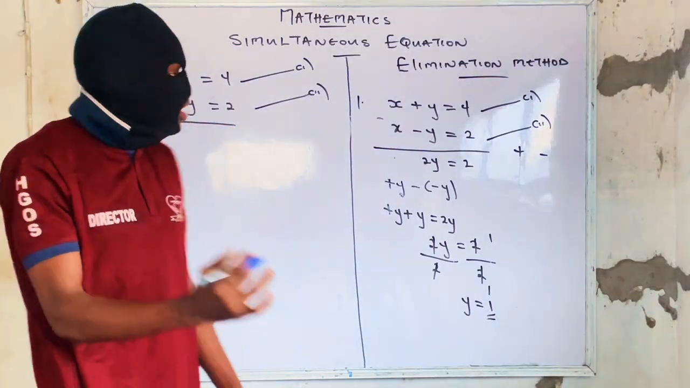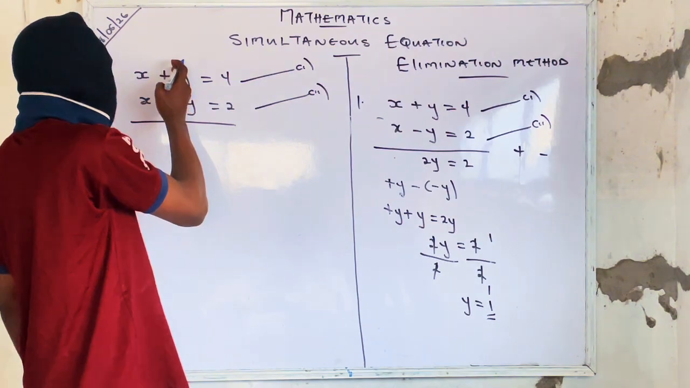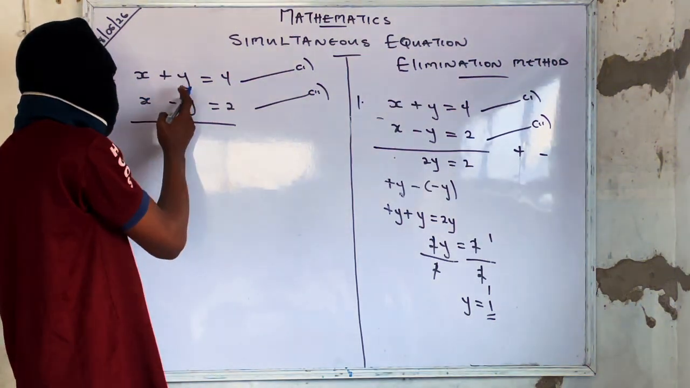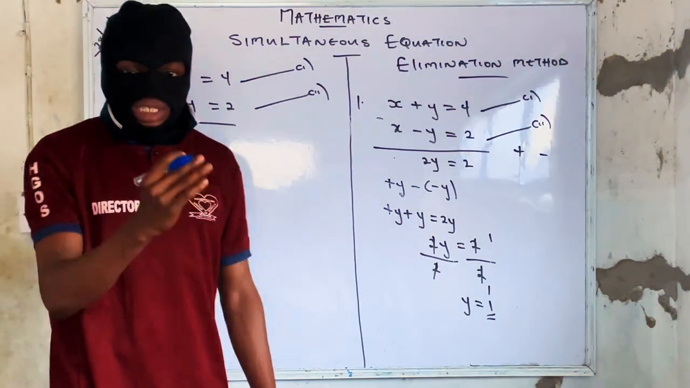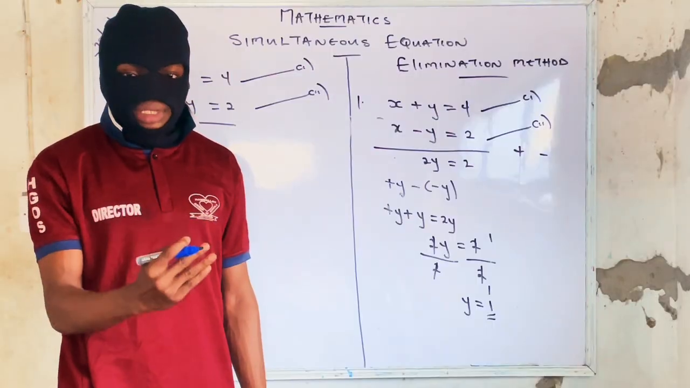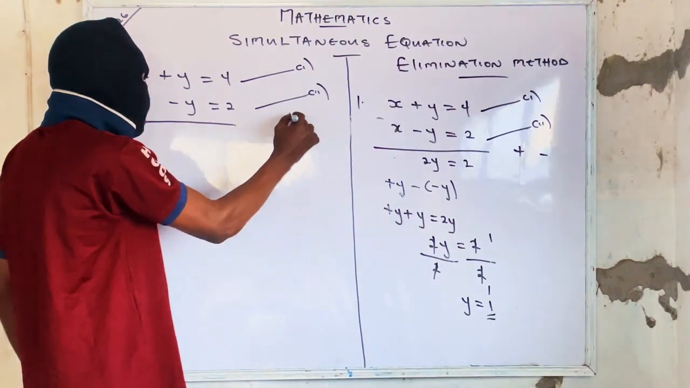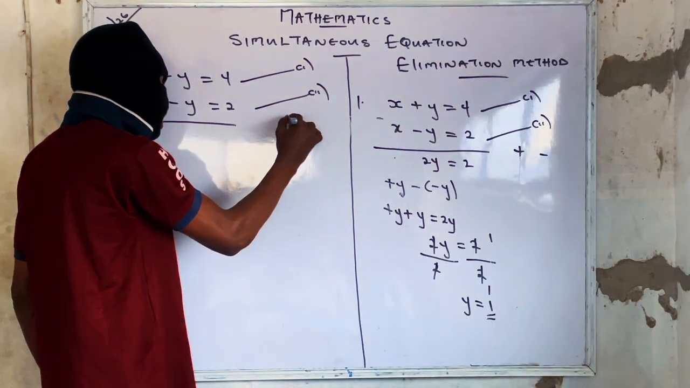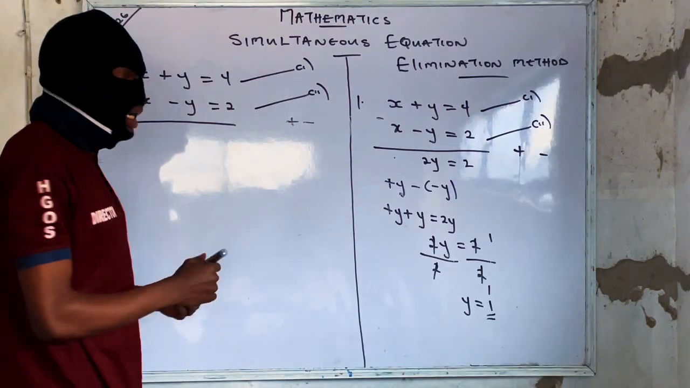And they are saying y in equation 1, the coefficient is what? 1. Y in equation 2, the coefficient is also what? Is also 1. So since they are the same, you are free to eliminate. Now, look for the sign you are going to put together to eliminate this.